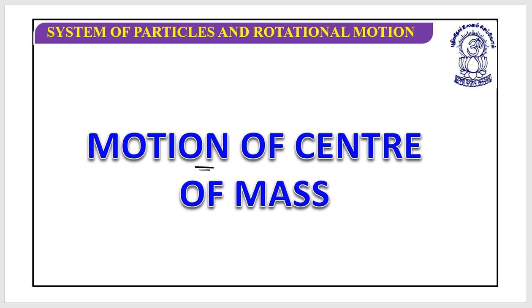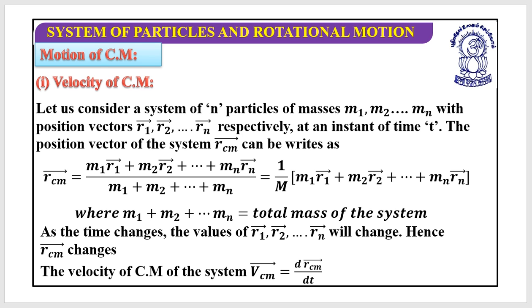In today's class we were discussing motion of the center of mass. In the previous class we discussed the center of mass, how that could be identified, how that could be calculated, and everything about the center of mass. So today we are going to discuss the motion of a center of mass. Let's begin. Initially we will find out the velocity of CM, the velocity of center of mass.